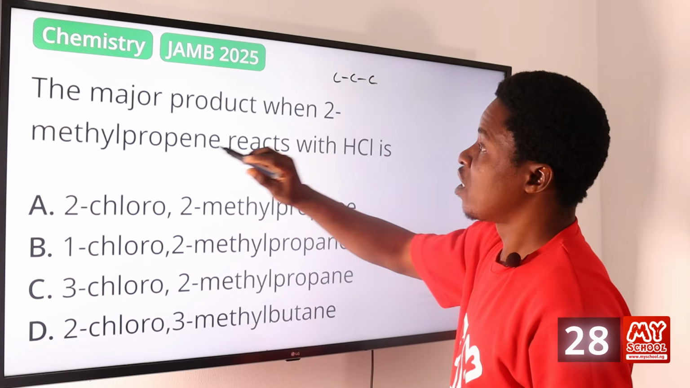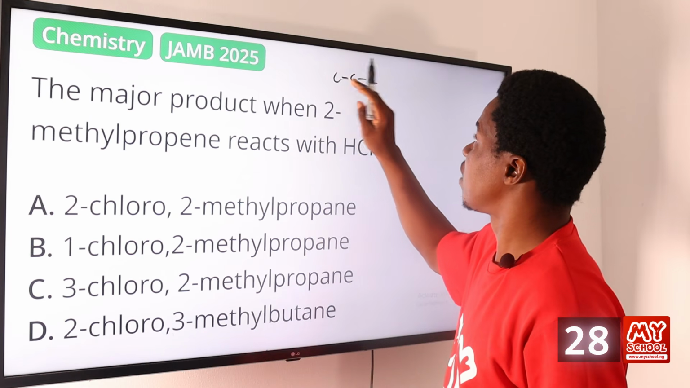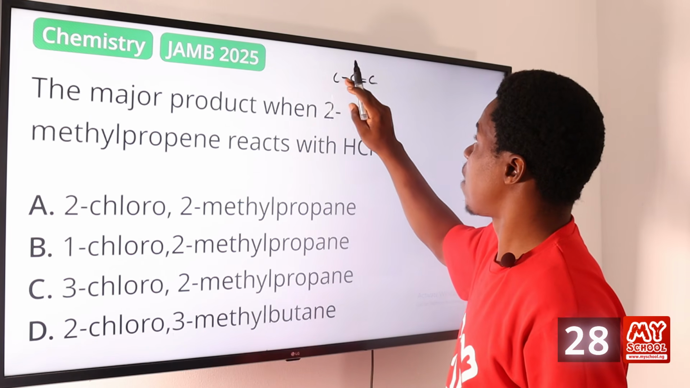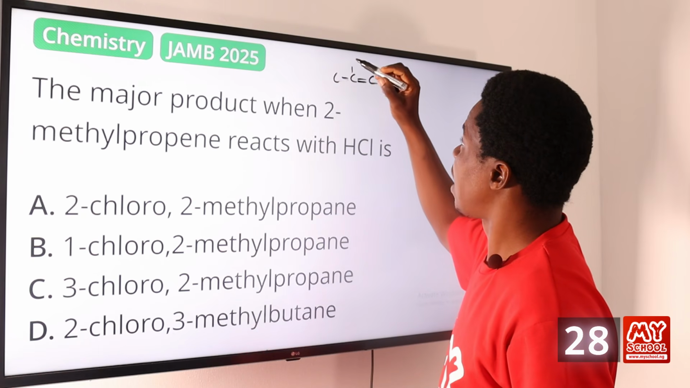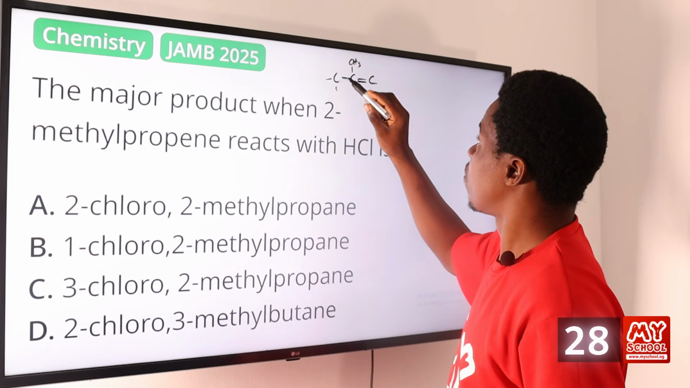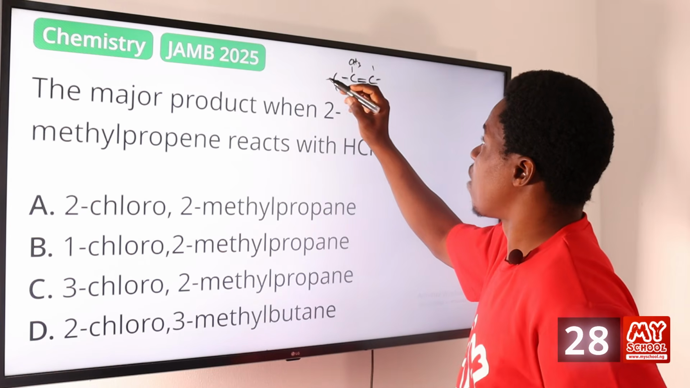So that means the double bond is actually on carbon 1. For 2 methyl, we can have it from here or here. 2 methyl means carbon 2 is where we have the methyl group, CH3. Okay, so this other one, 1, 2, 3, 4. So we can draw this out now.